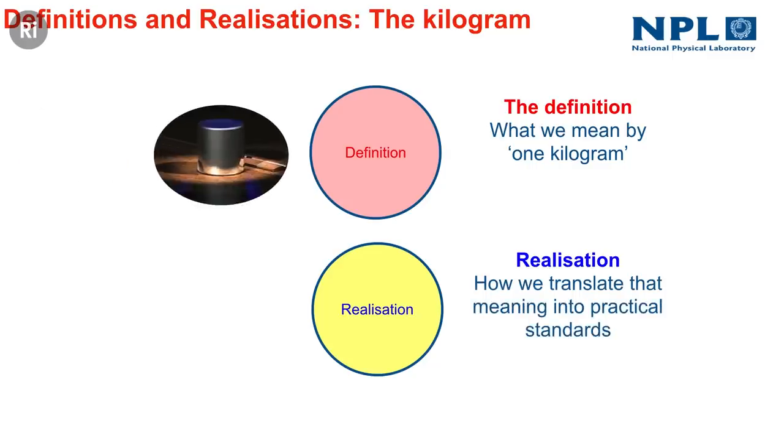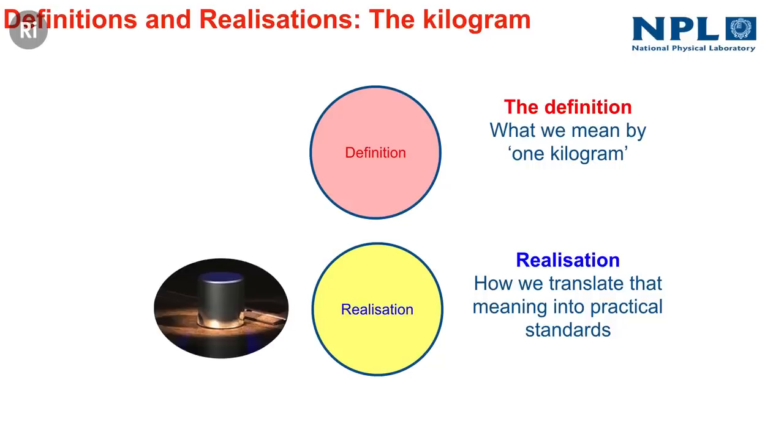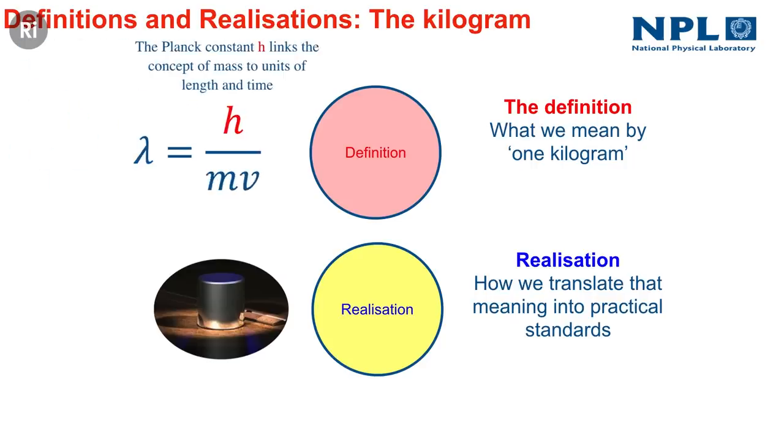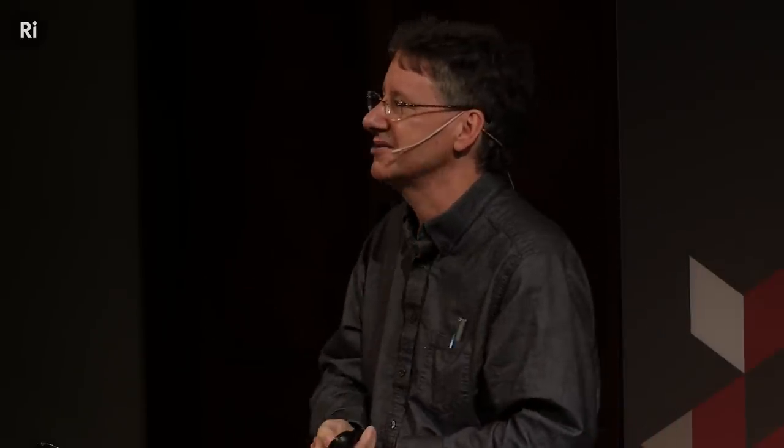And so that's the international prototype of the kilogram. That's now no longer what we mean by a kilogram. We want that to be part of how we realize it. Standard weights aren't going to go away. It's a great technology. But now what we mean is some piece of basic physics where we have a wavelength defined in terms of the Planck constant and the mass of fundamental particles and their speed. It's a fundamental definition of mass.